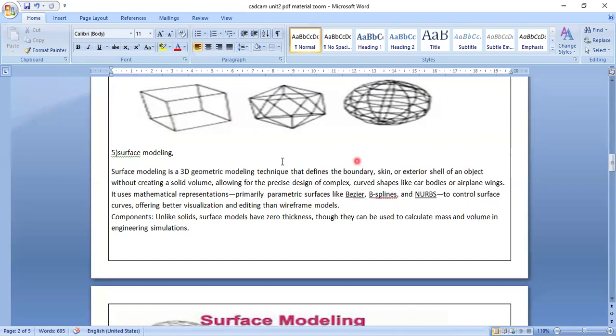Okay, next, if I'm not wrong, I'm going to the next question, that is the fifth question. Explain the surface modeling. What is happening in the surface modeling?